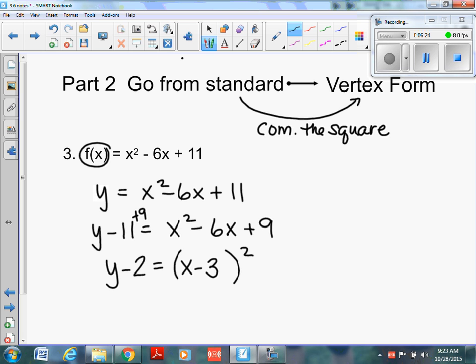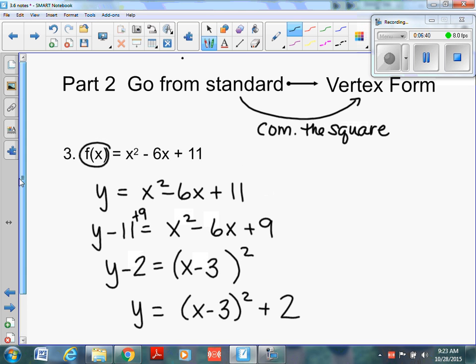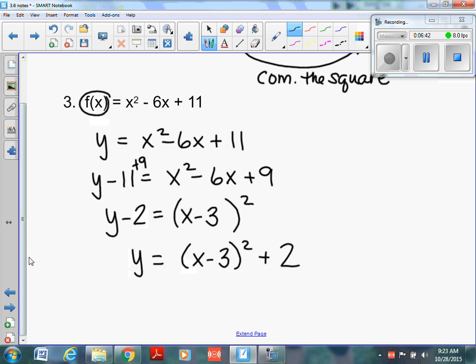Is it in vertex form now? The only thing is, I need to bring y over. So y equals x minus 3 raised to the second plus 2. Y equals x minus 3 squared plus 2. Go from standard form to vertex form. Did I go from standard form to vertex form? Yep. This is standard. This is vertex.